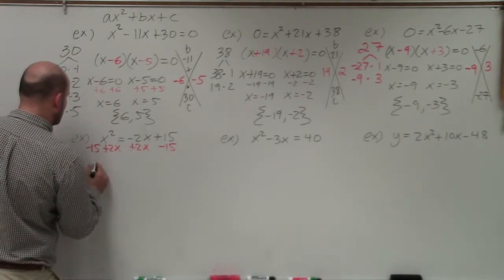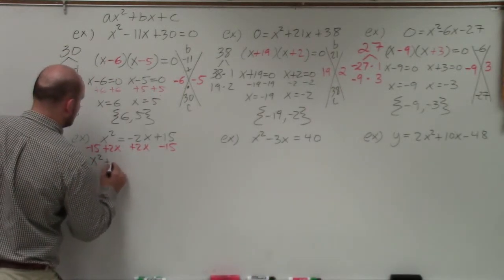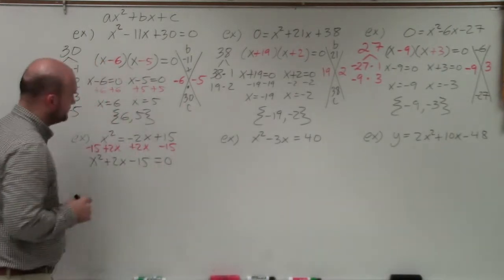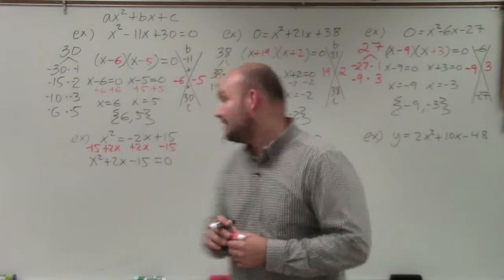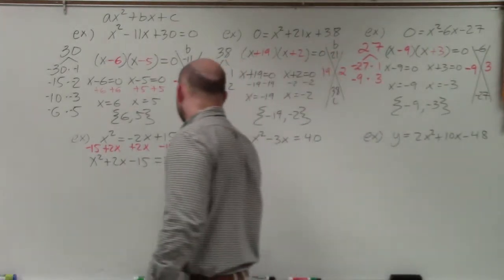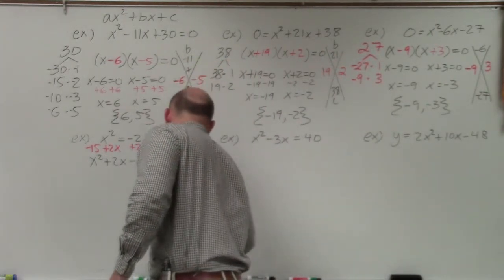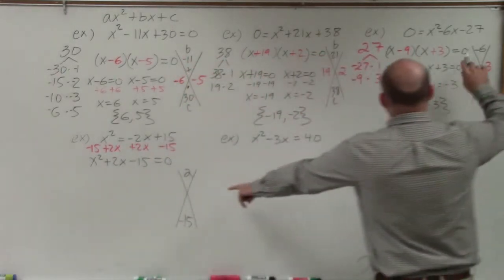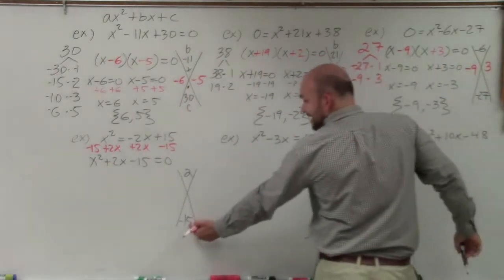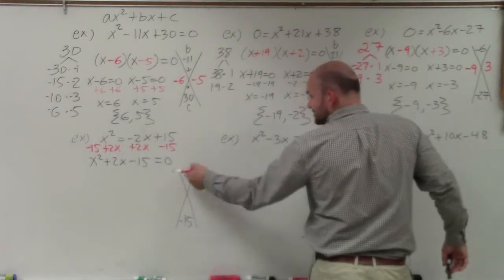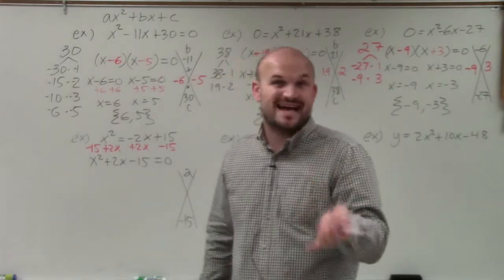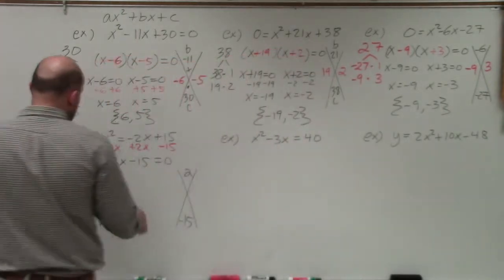So therefore, I end up with the equation x squared plus 2x minus 15 equals 0. Okay? Now I can look at this and say, I'm looking for what two numbers multiply to give me a negative 15 and then add to give me a positive 2. Unlike the last example, I know one of my factors has to be negative. But since they're adding to give me a positive, the larger of the factors has to be positive.